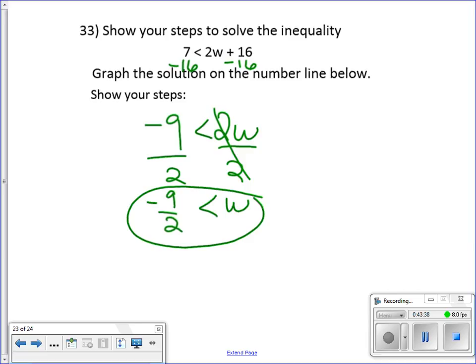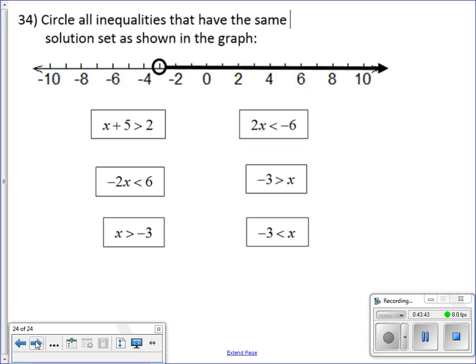Again, it would be a whole number type of answer, an integer answer, not a rational number to graph, so you'd be okay with that.